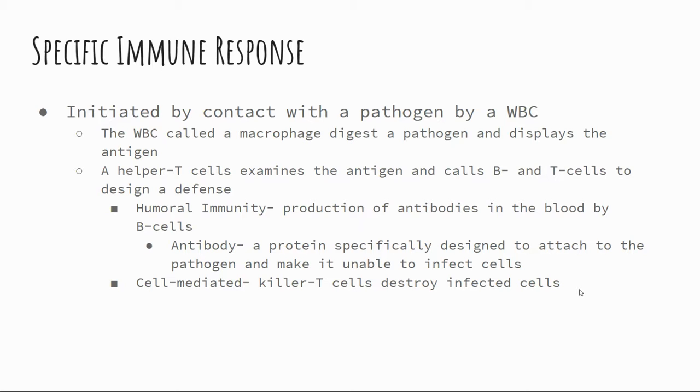to design a defense. Humoral immunity is the production of antibodies in the blood by B cells. An antibody is a protein specifically designed to attach to a pathogen and make it unable to infect cells. A cell-mediated killer T cell will destroy the infected cells.